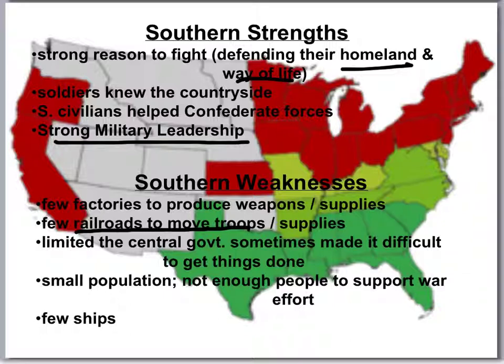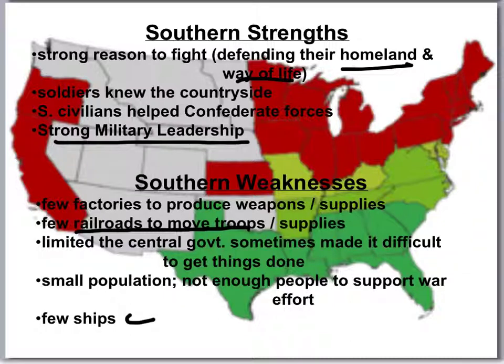They have a very small population. They have 9 million people in the South, but a third of them are slaves. Remember that? So you're down to about 6 million. So they don't have enough people to support the war effort, and they have very few ships.